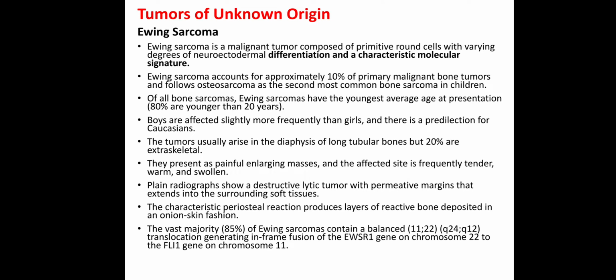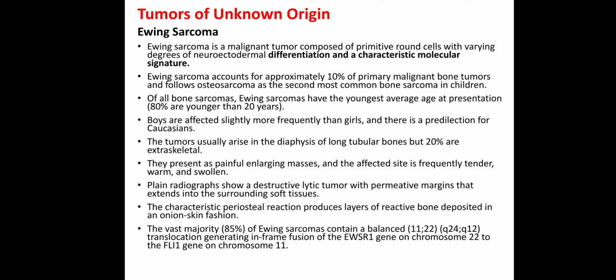It is as if inflamed. Plain radiographs show a destructive lytic tumor. On the radiograph we see black cavities inside the bone with a permeative margin that extends into the surrounding soft tissue; the margin extends into the soft tissue and is infiltrating. The characteristic periosteal reaction produces layers of reactive bone deposited in onion skin fashion. This we will also see on the X-ray, like onion peels.